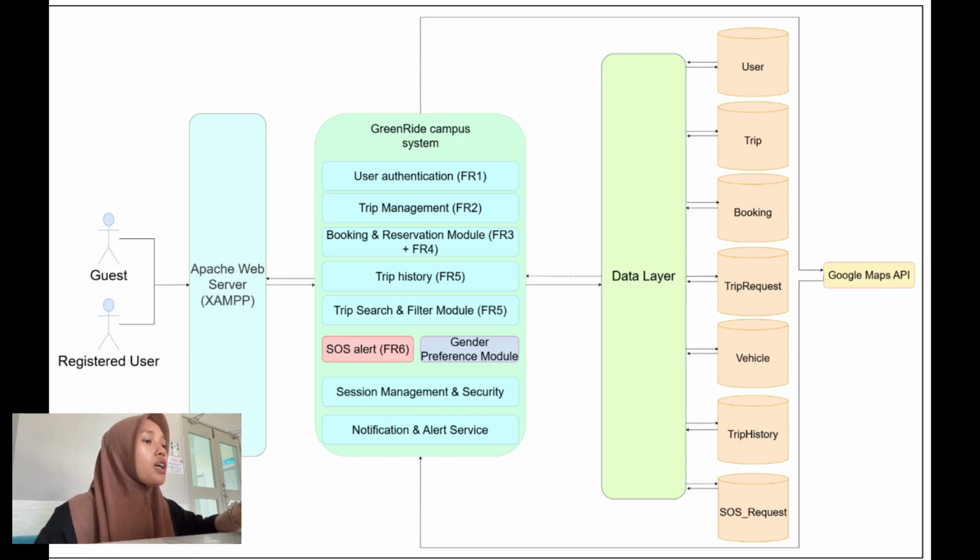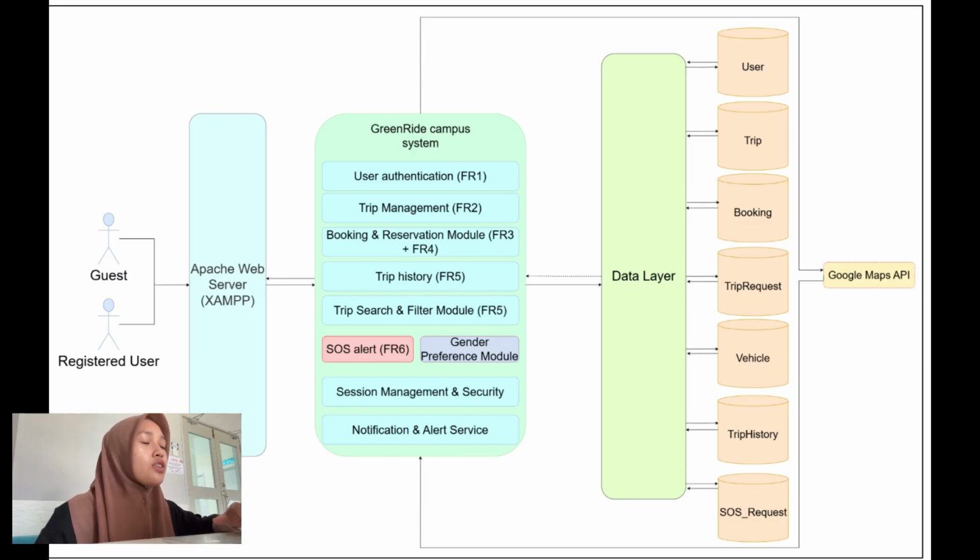Then the system communicates with the data layer, which acts as the bridge between the application and the database. On the right side are the database tables, including user, trip, booking, trip request, vehicle, trip history, and source request. These tables store all information used by the system.